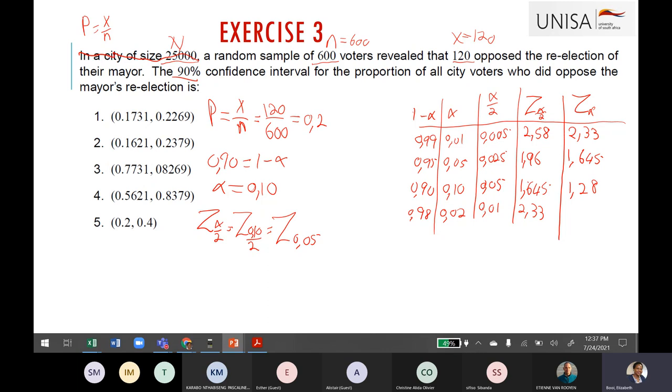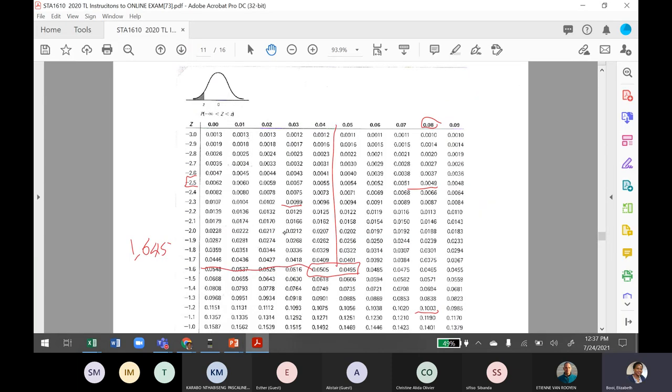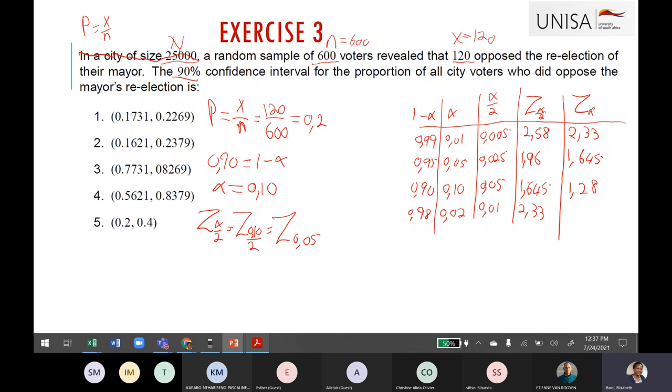And for 0.01, it will be 0.02. We need to find 0.02. Anyway, I'm not sure whether they will give you for a 98, but those are the common ones you will use. So this you will use for confidence intervals and for hypothesis testing when it is not equal. For these ones, you will use when it is greater than or less than, only for hypothesis testing.